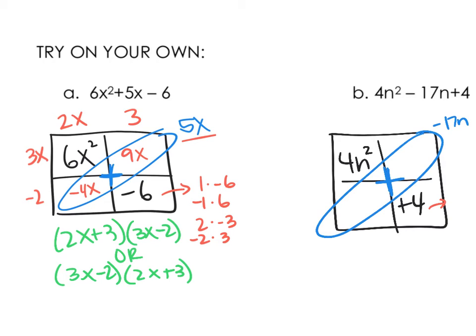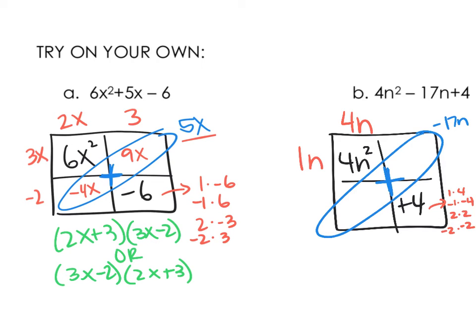That could be a 1 times 4, a -1 times -4, a 2 times 2, or a -2 times -2. We also have to multiply to be a 4n squared. So that could be a 1n times a 4n, or if this doesn't end up working, we could also switch it to a 2n and a 2n. So we have multiple options. Let's try the 1n and the 4n first.